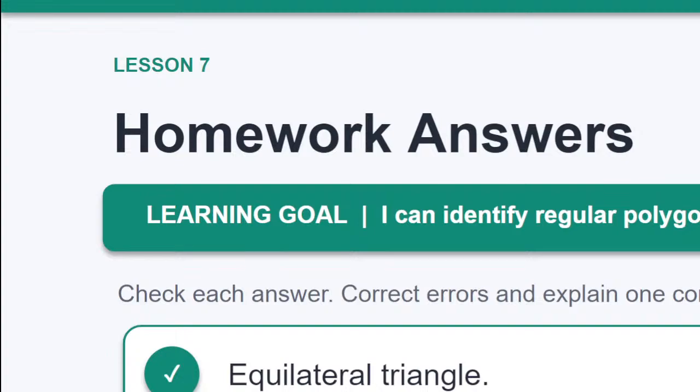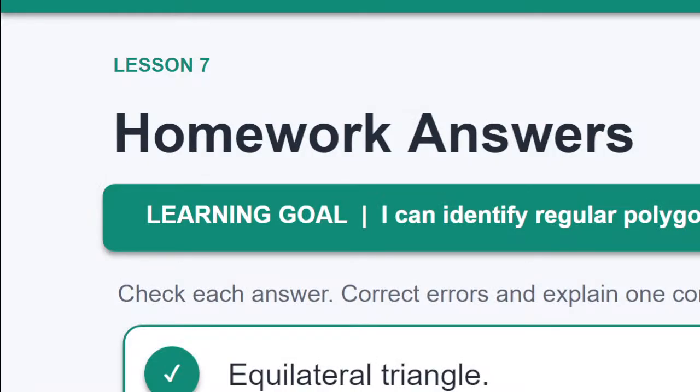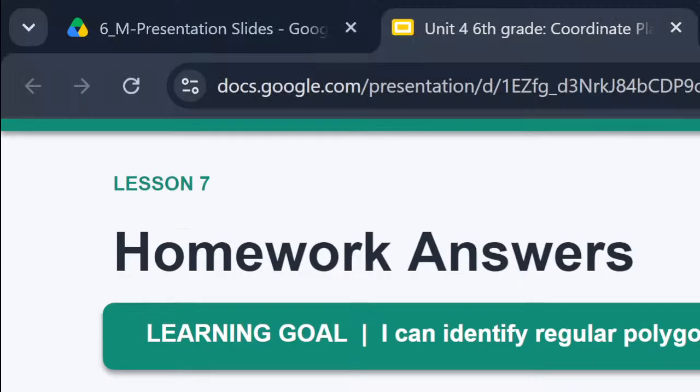This was the homework answers. Number one, equilateral triangle. Two, square. Number three, yes, its sides may all be equal, while its angles are not equal. Number four, yes, its angles are equal, but its sides may not all be equal. And number five, it has six equal sides and six equal interior angles.